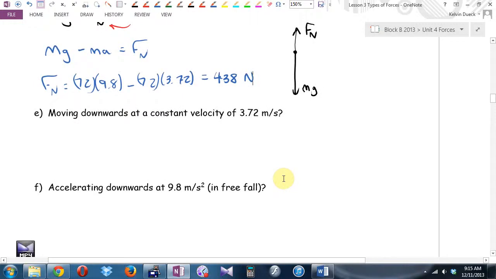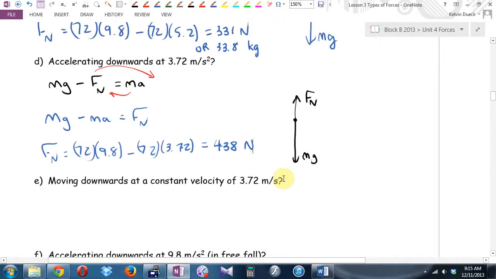E. How is E different from D? I see a 3.72. Constant. You know, I think, Chris, if we were clever, we would do that, wouldn't we?